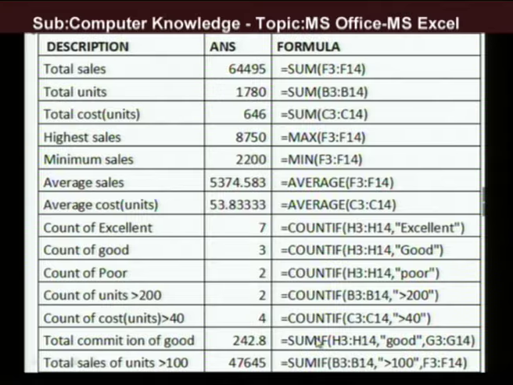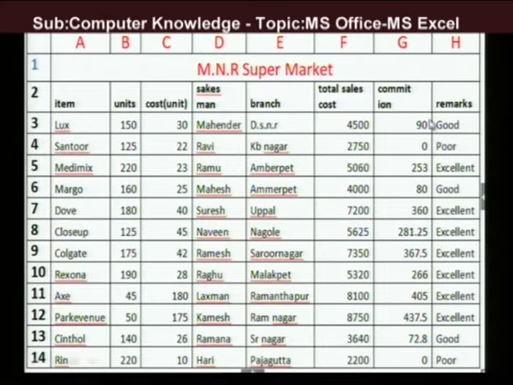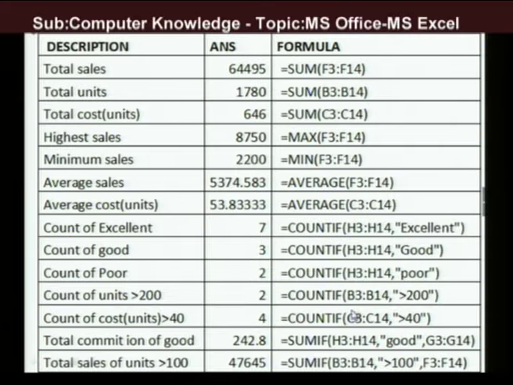Next, SUMIF condition. SUMIF is sum, but an if condition is also there, that is the condition of sum H3:H14, and these are the columns and rows. Total commission of good, how to find out? Here the commission column is there. In this commission column, we only have to calculate the sum of excellent. How to calculate? Using conditions.